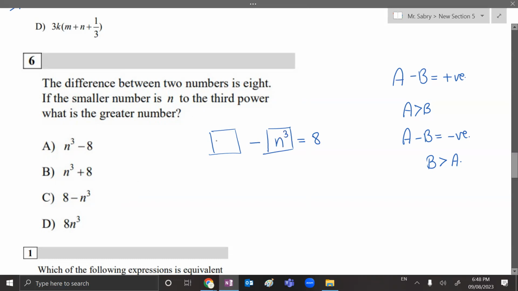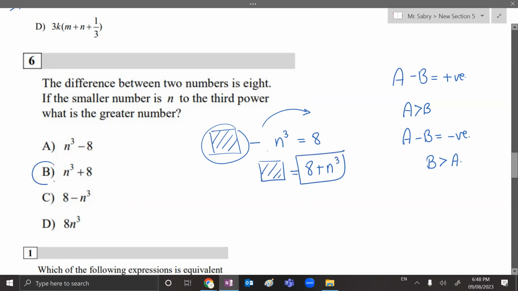What is the greater number? He wants to know how to get it. If I want to get this, I should move negative n to the power of 3 to the other side. So the box, the unknown thing, the bigger number, will be equal to 8 plus n to the power of 3. So the answer is n power 3 plus 8. Does this make sense? This is the hardest among them. Does this make sense?